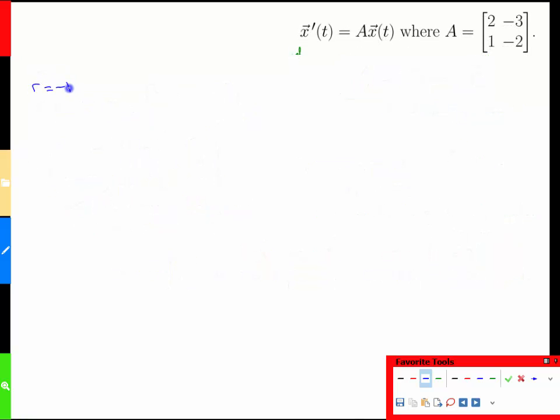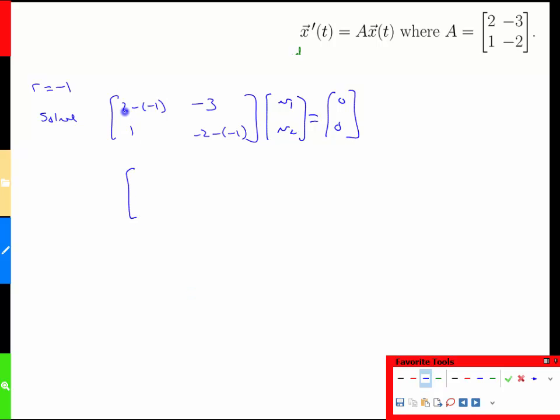So for the r equals -1 case, we're going to solve this matrix here, 2 minus minus 1, minus 3, 1, minus 2 minus minus 1. So putting negative r down the diagonals, that times v1, v2 equals 0, 0. Or 2 plus 1 is 3, minus 3, this is 1, and -1. And again, we see that degeneracy where this row here is just a multiple of the first row, so we don't really need this for the moment.